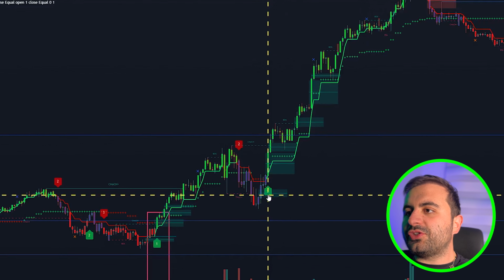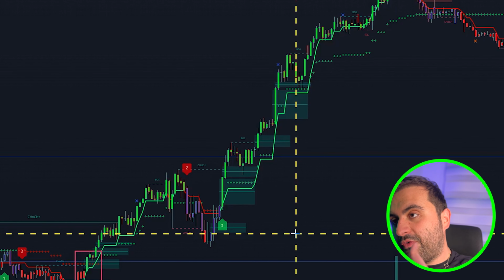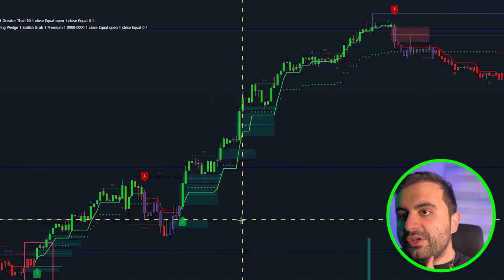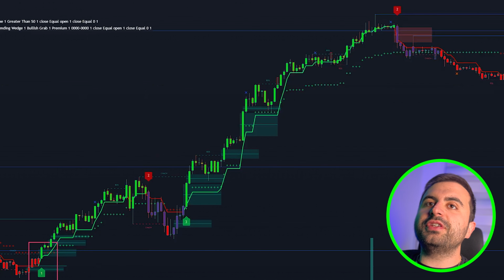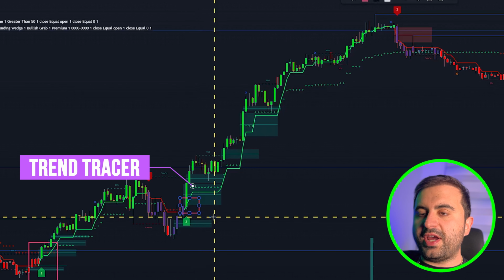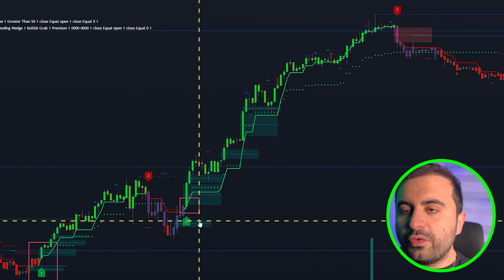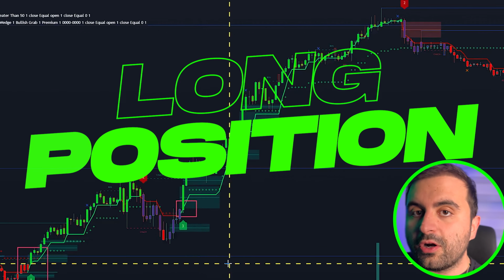We got a 3 classified buy signal from the LuxAlgo Signals and Overlays. So what you need to do is check your confirmation indicators. You need to check the trend tracer, you need to check the trend catcher, what do they say? They gave a green, which means that you can jump into a long position.